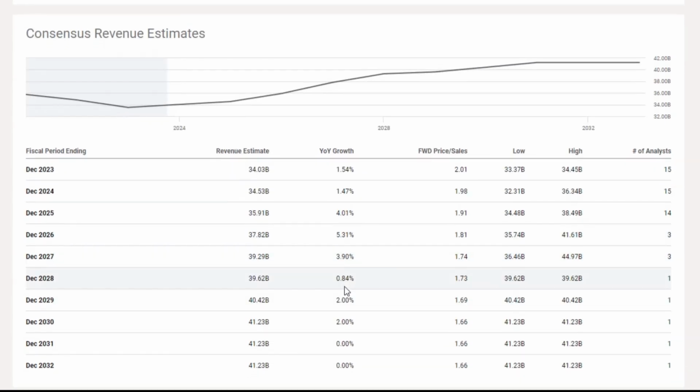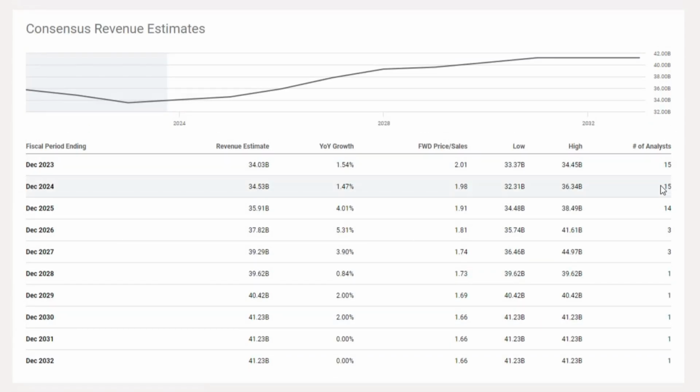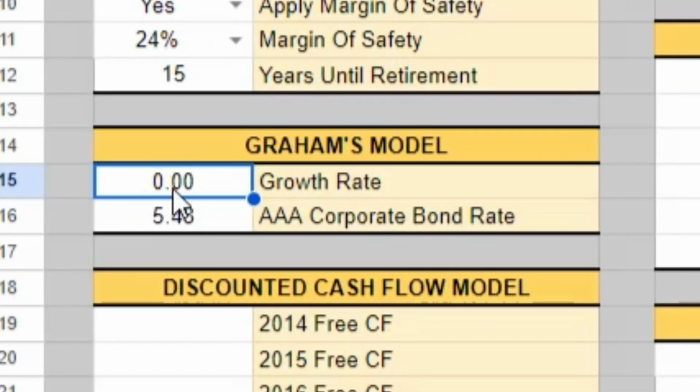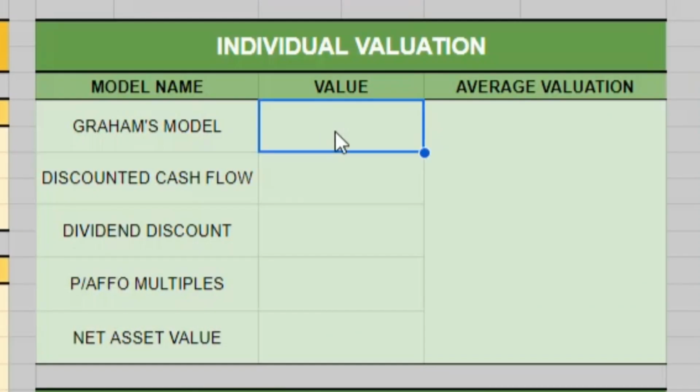Coming down to the revenue growth as well, we do have 15 analysts predicting revenue growth over the next 3 years, and they're saying anywhere from 1.5 to 4% over the next 5 years, and then a few analysts in 2026 and 27, and then just one predicting it out for the next 10 years. So to be on the more conservative side on the spreadsheet, we're going to choose 0 for now. But again, if you download this calculator over on Patreon, you can choose your own number and see what the value would look like at the end of the video.